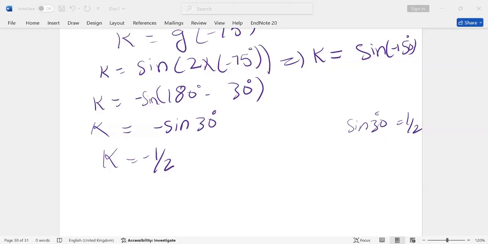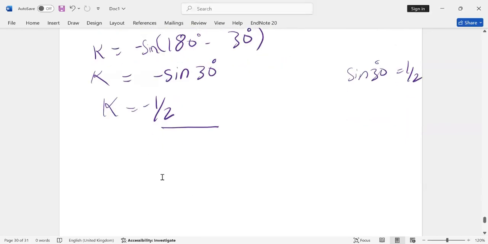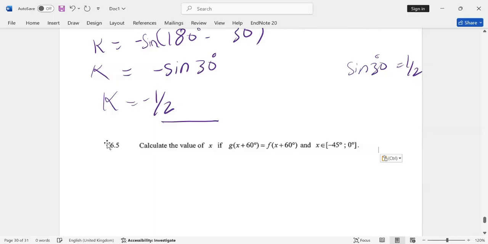Now the next question is 6.5. Calculate the value of x if g(x + 60 degrees) equals f(x + 60), and x belongs to -45 degrees to 0 degrees. So let us say that theta equals x + 60 degrees.